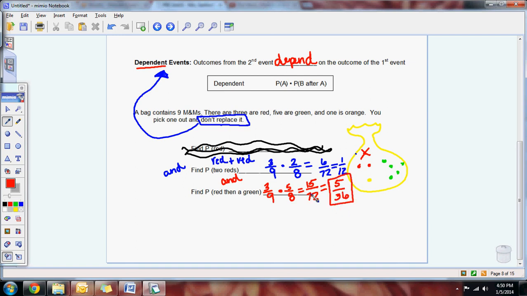Okay, so a little challenging. There's a lot that goes into dependent events. Just go slowly, do some examples with your group mates as you get together. Let me know if you need any help.